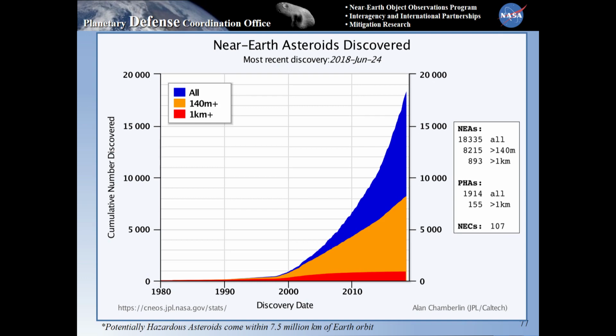Our current charge is to find the 140 meter and larger population, and that's depicted in the orange. And so you see the steep discovery rate of those and adding to the catalog. But most of the catalog now are objects smaller than that size. And even though those aren't as severe a threat to populations should they impact, you did see in some of the earlier presentations an airburst by an object that size, what could happen.